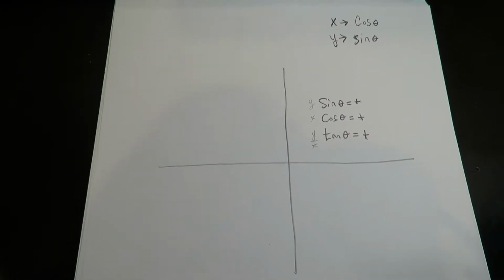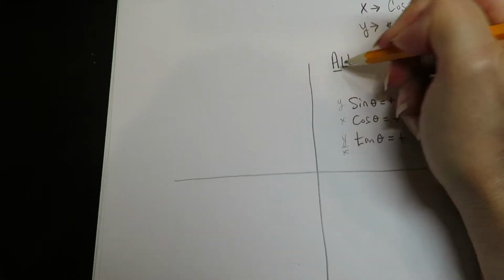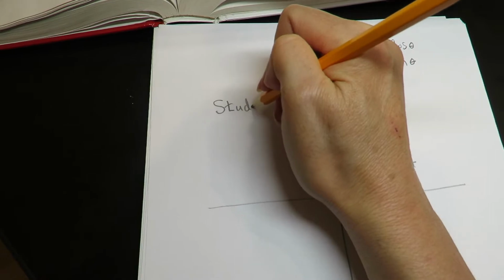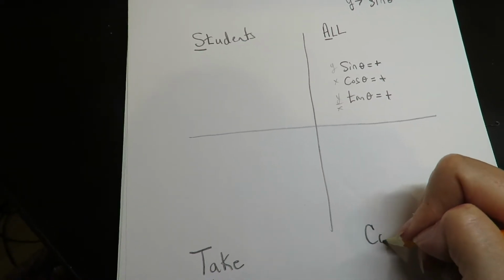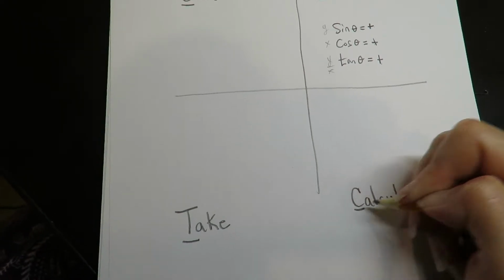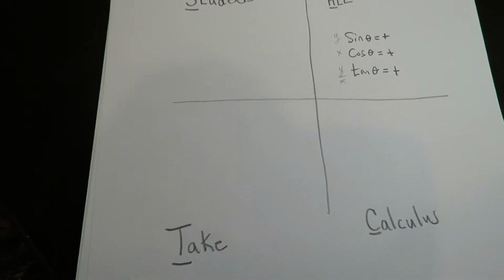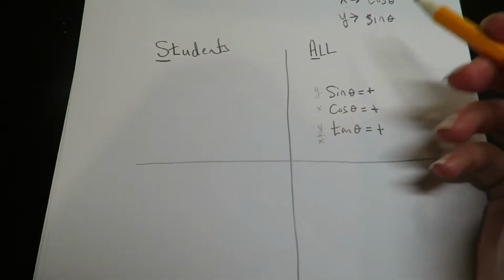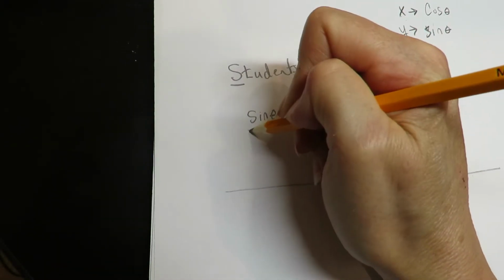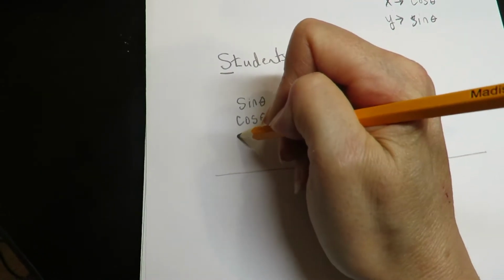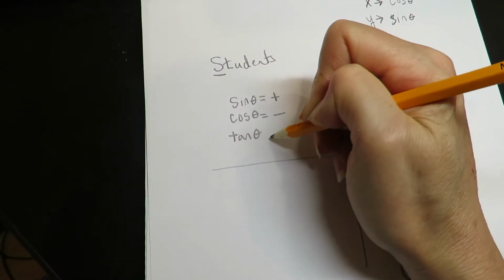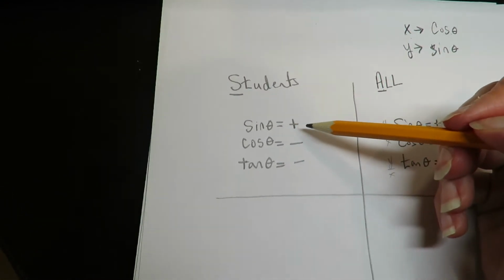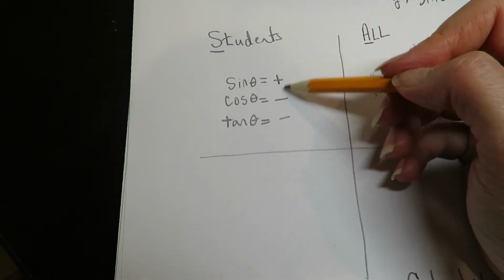If you don't like that, there is a mnemonic, which is All Students Take Calculus. All Students Take Calculus, and what this mnemonic does is it tells you who is positive. So in quadrant 1, all of them are positive. In quadrant 2, the sine's positive, the cosine is negative, and the tangent, since it's a ratio, is negative.